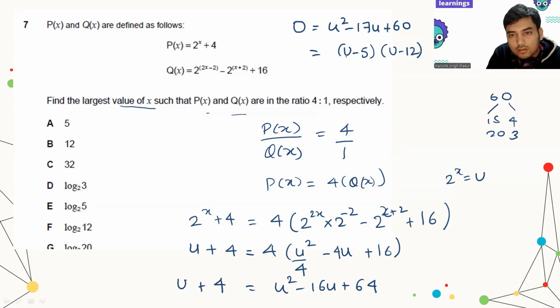Okay, so this you can get. So you have 5 is equal to 2 to the power x and 12 is equal to 2 to the power x, right? So what you'll do, you take log, so log 5 is equal to log 2 times x, right? So what you'll get, log 2 to the power 5 and log 2 to the power 12.